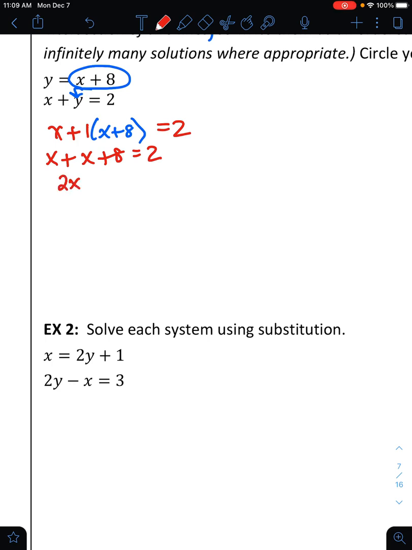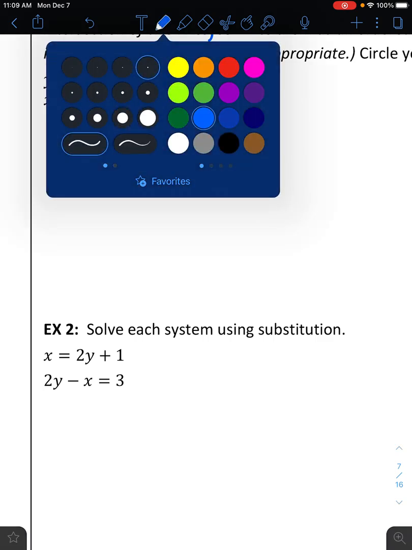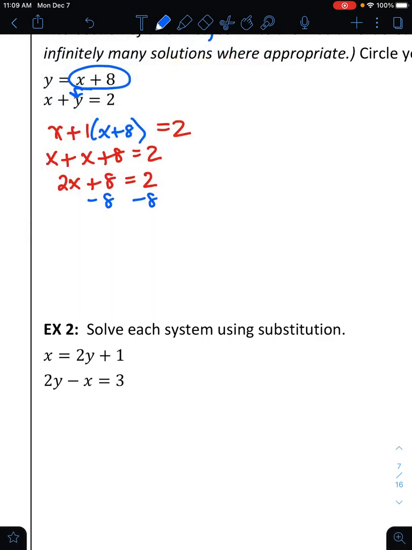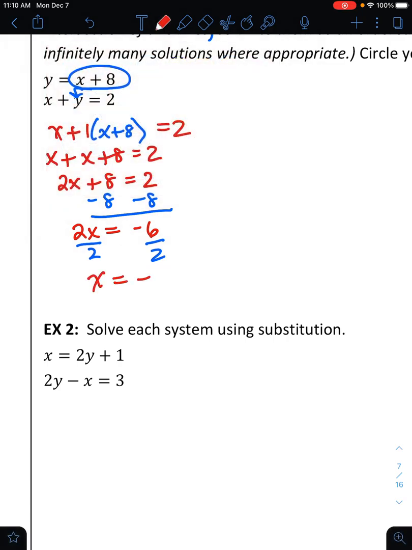So x plus x is 2x. And then I just want to keep going. So I'm going to take away, let me switch colors here with you, 8 from both sides. And then I have 2x equals negative 6. And then I'm going to divide by 2. And then I'm done with my value of x. x equals negative 3. Now, my answer is going to be an ordered pair. Well, I already know the x value is negative 3, so let's go ahead and put that in there.